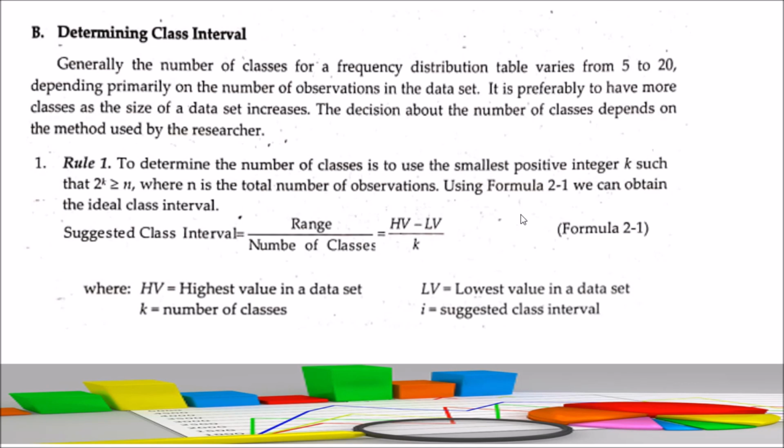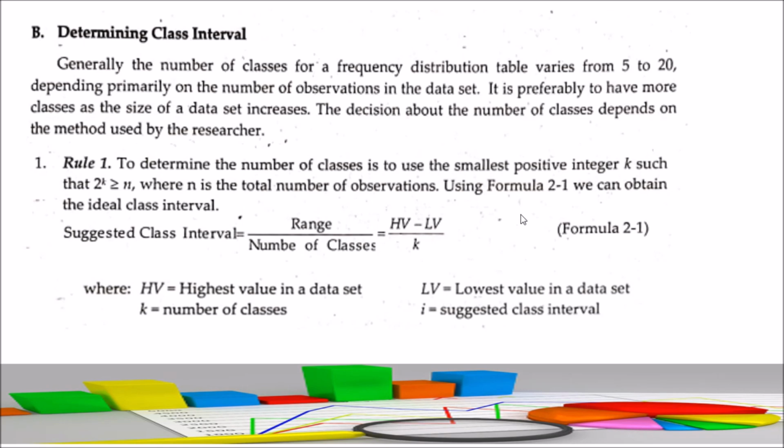Generally, the number of classes for a frequency distribution table varies from 5 to 20, depending primarily on the number of observations in the dataset. It is preferable to have more classes as the size of the dataset increases. The decision about the number of classes depends on the method used by the researcher.